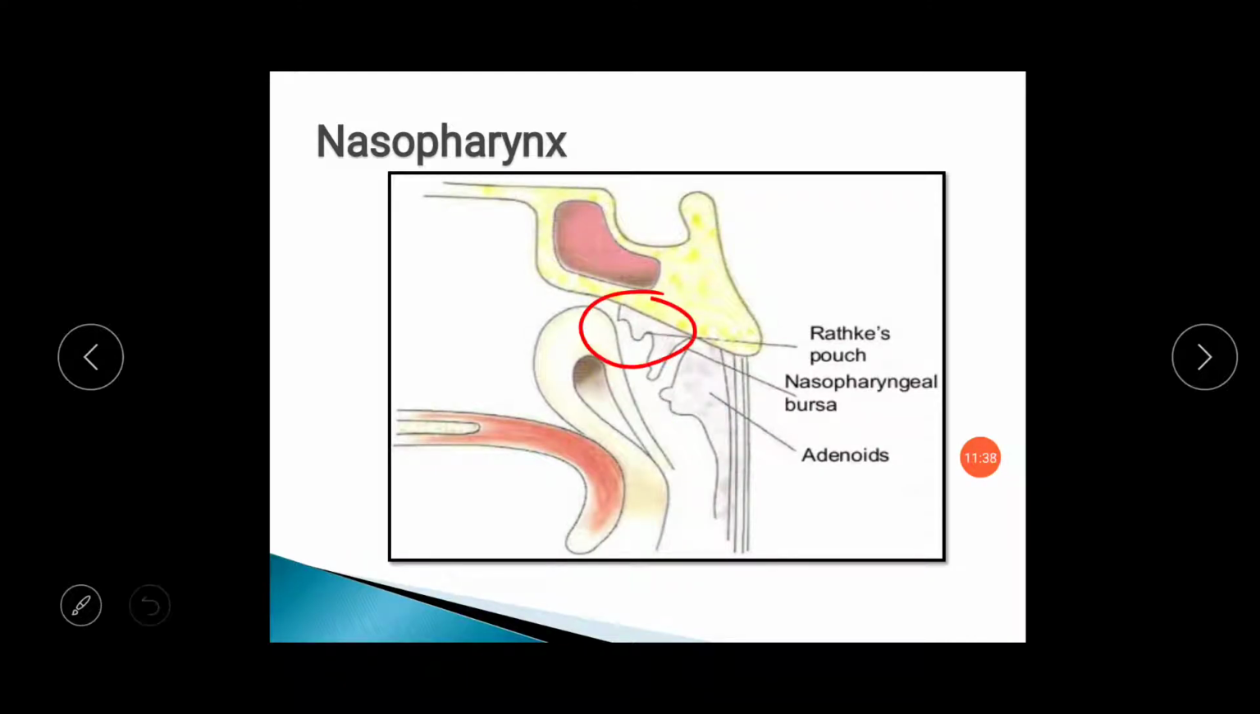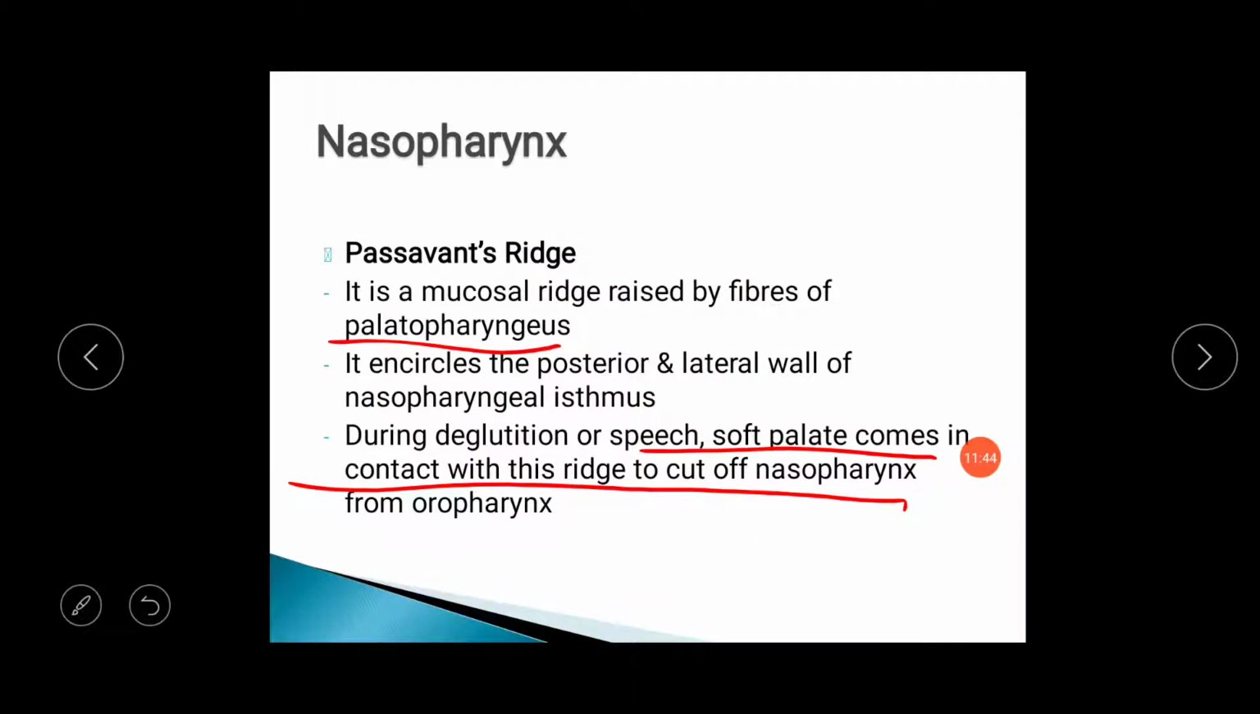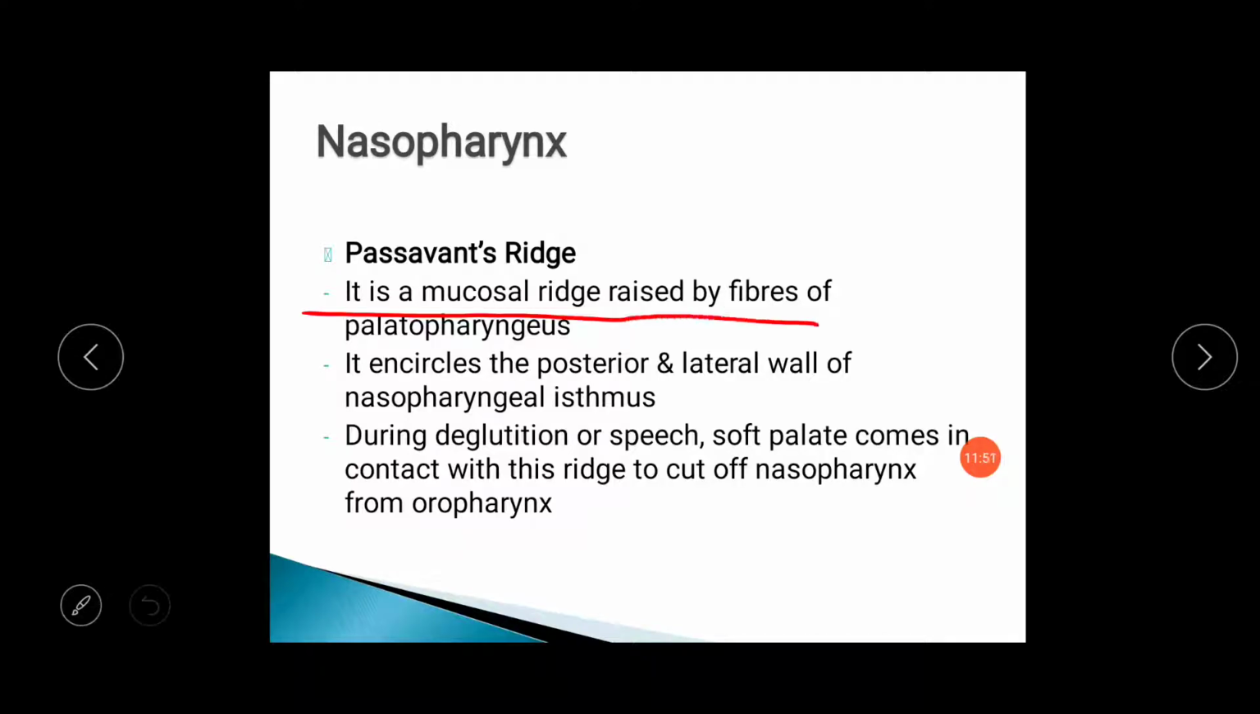Rathke's bursa is situated just anteriorly, in the adenoid area. Passavant's ridge is a ridge raised by the fibers of the pharyngeus muscle. It encircles the posterior and lateral wall of the nasopharyngeal isthmus and forms the nasopharyngeal isthmus. During deglutition or speech, it comes in with this ridge to cut the nasopharynx off from the oropharynx.